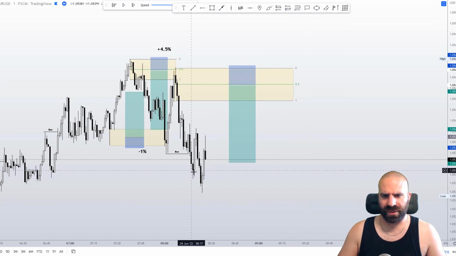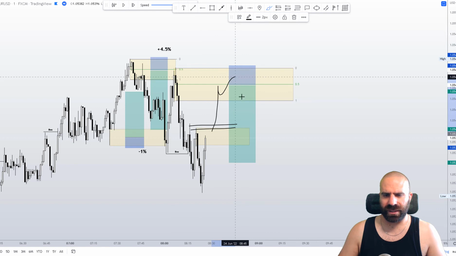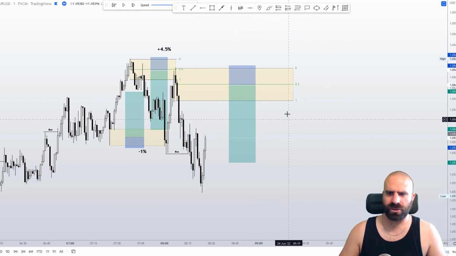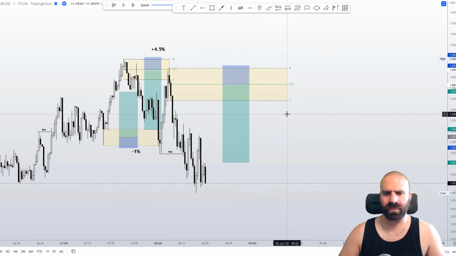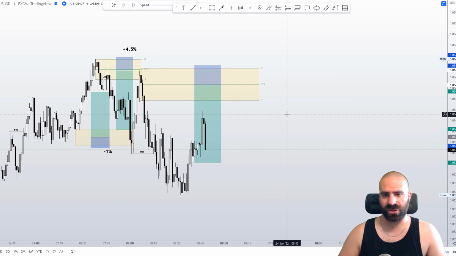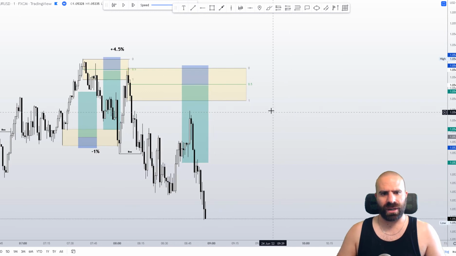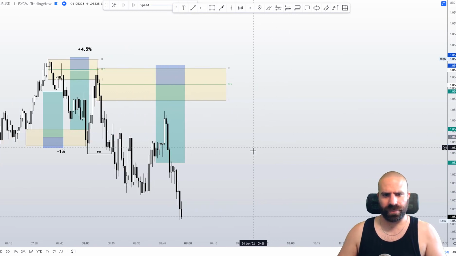Even though we saw another break of structure, I'm not going to be using this one. This is most likely to trick people who place their orders right above these areas, grab the liquidity, get us activated and win the trade. So let's see if and how it plays out. I would still be leaving this order there. I like it, I still like it, but now I don't really like it anymore.